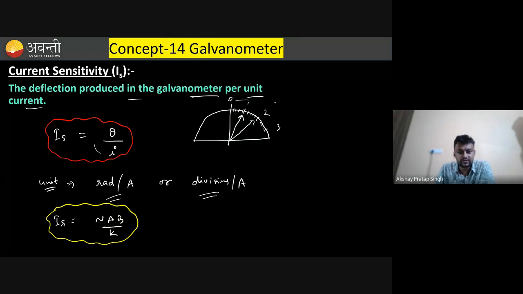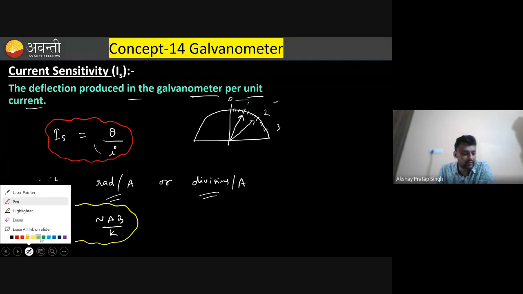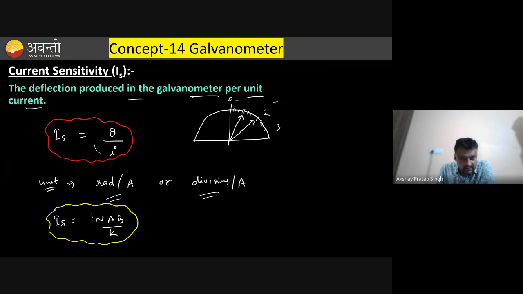Okay, without wasting much time, I'm telling you there are various ways you can increase the current sensitivity. Like if you increase the number of turns, if you increase area, if you increase magnetic field, or if you can decrease K. What is K? Torsional constant.